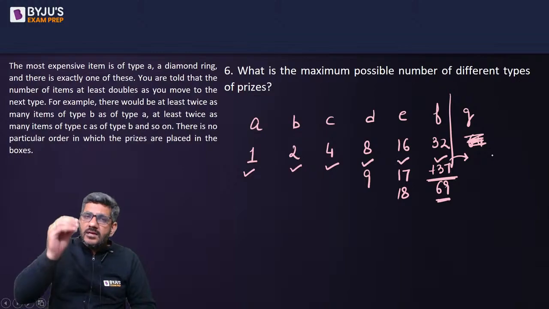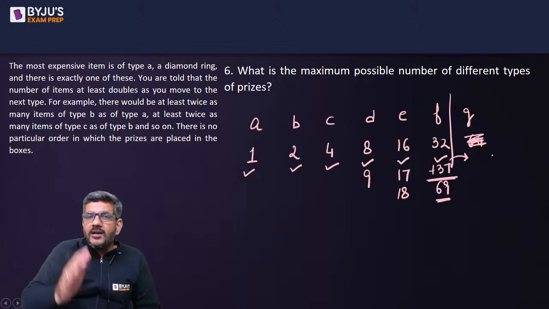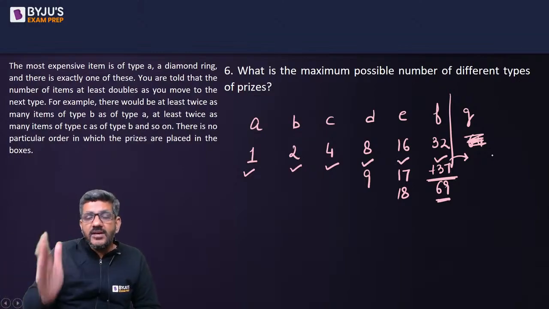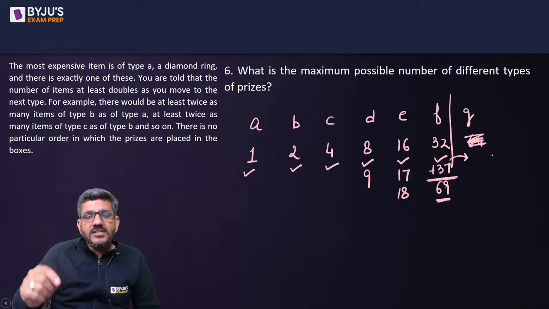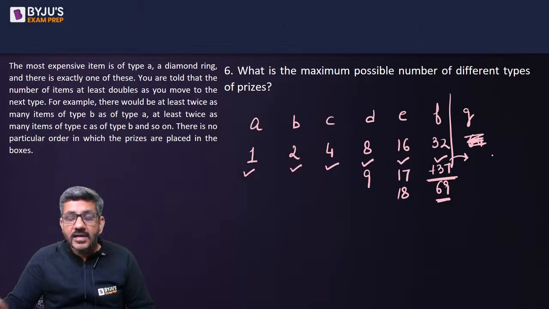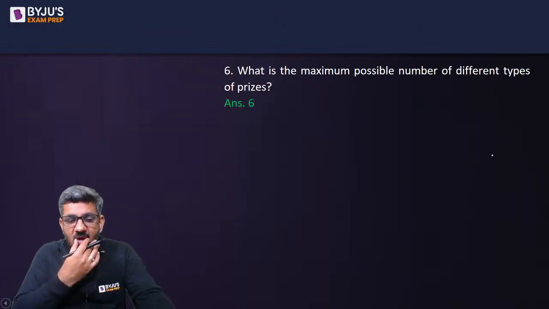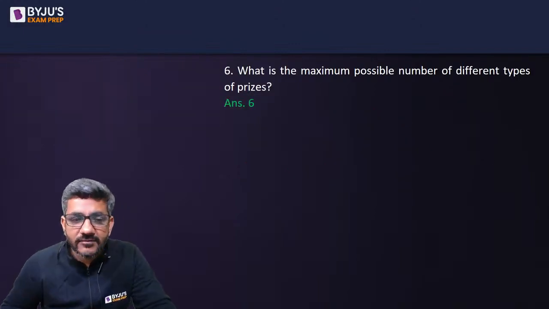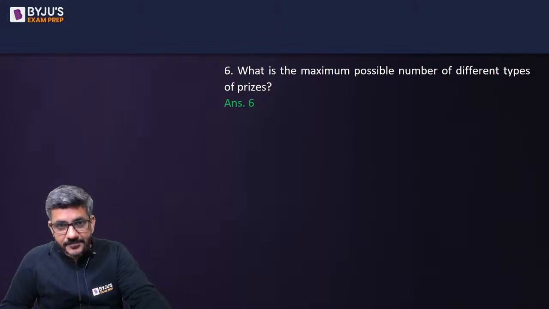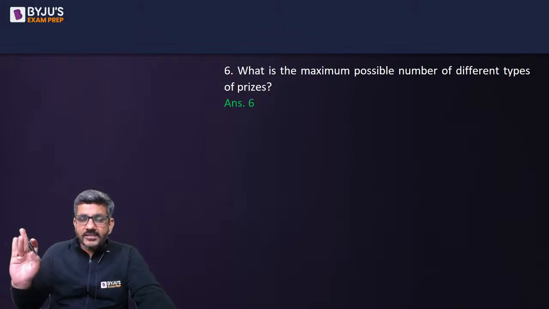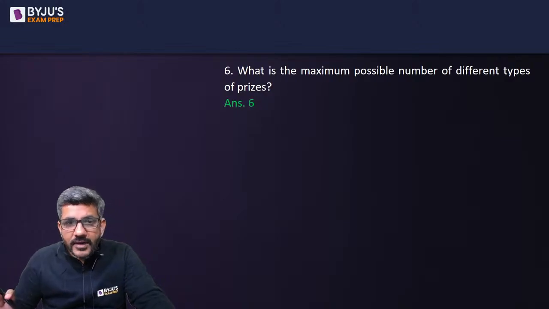The point is, types की जब मैं बात कर रहा हूं, I can't go above 6 because even if I take a seventh type, it should have minimum 64 articles, and that makes the total more than 100. So the maximum number of types that I can take is 6. That is the answer for question number 6. I hope it is understood to everyone. There is no doubt about it, right?